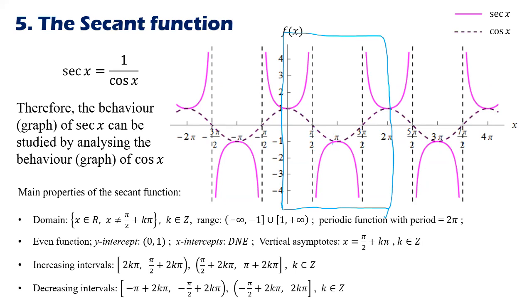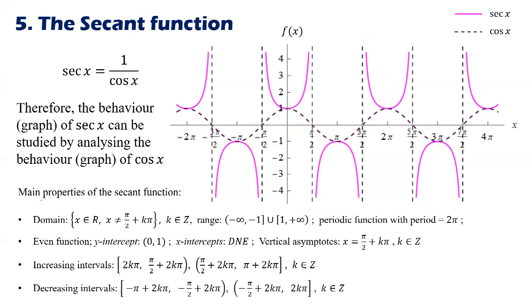So we can use a similar method to analyze secant x from cosine x, just like we did by analyzing sine x to get the behavior of cosecant x in the previous slide, okay? And the sketches of both graphs look very similar, right? Because cosine x is just a shift of sine x, so secant x is just a shift of cosecant x. So all of the graphs are connected, right?